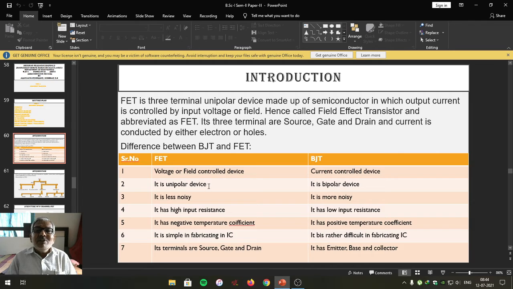FET is a unipolar device. Why? In FET, current is conducted by either electrons or holes. But BJT is a bipolar device. Why? This is because in BJT, current is conducted by two types of polarities, that is by electrons as well as by holes. That's why it is a bipolar device.